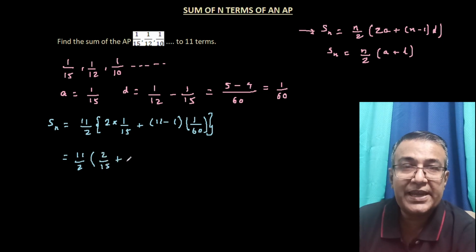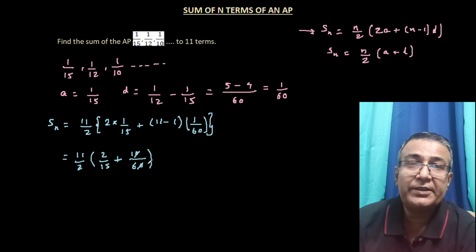11 minus 1 is 10. 10 times 1 is 10. So it becomes 10 by 60. And straight away I can cancel the zeros. I'll start by simplifying the parentheses now. So we have got 11 by 2.